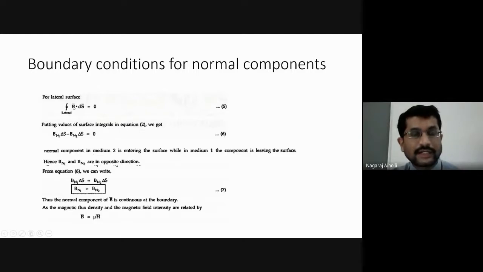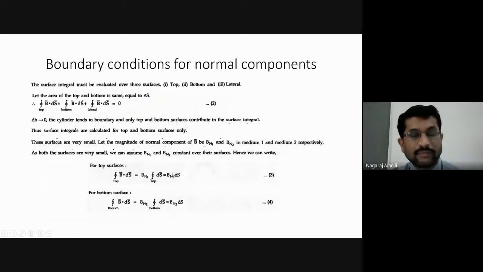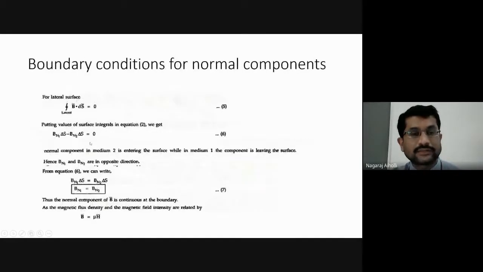Lateral area is 0, lateral integral is 0. Therefore, we have only the top integral and bottom integral. Bn1 delta S minus Bn2 delta S will be equal to 0, as Bn1 and Bn2 are in opposite directions. From equation 6, we can write Bn1 delta S is equal to Bn2 delta S, because this minus this is 0. That is, Bn1 is equal to Bn2, because delta S and delta S will cancel. Finally, we will get Bn1 is equal to Bn2. Take it as equation 7.